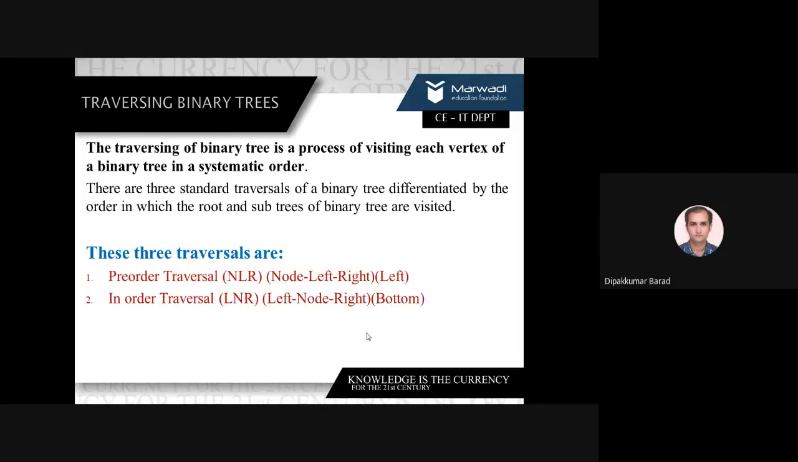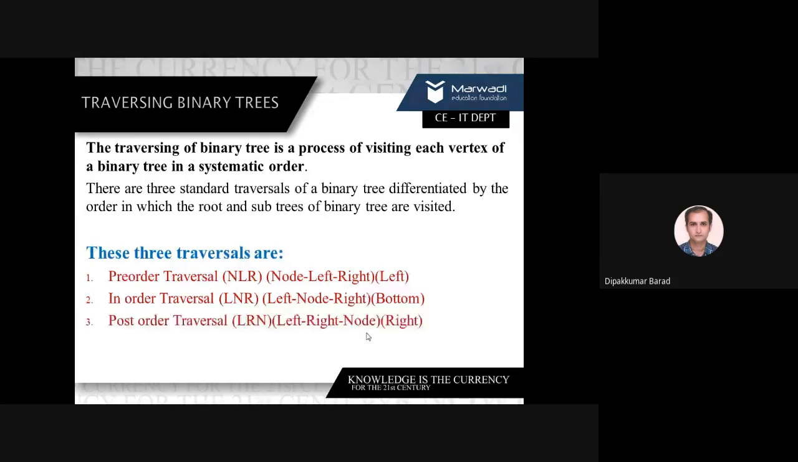Now traversing of a binary tree is a process of visiting each vertex of a binary tree in a systematic order. There are three standard traversals of a binary tree, differentiated by the order in which the root and subtrees of the binary tree are visited. The first one is pre-order traversal, the second is in-order traversal, and the third is post-order traversal.